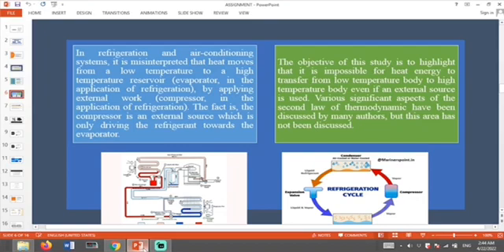Various significant aspects of the second law of thermodynamics have been discussed by many authors, but this area has not been discussed. So we can see that many thermodynamic specialists reject this second state from the Clausius statement. That's all from me. Thank you.